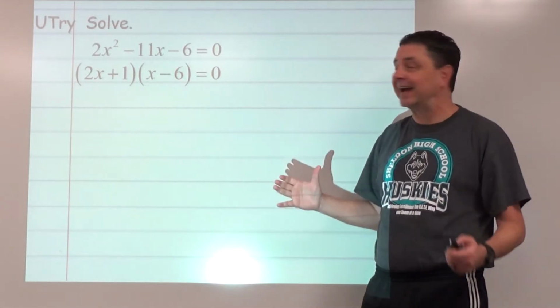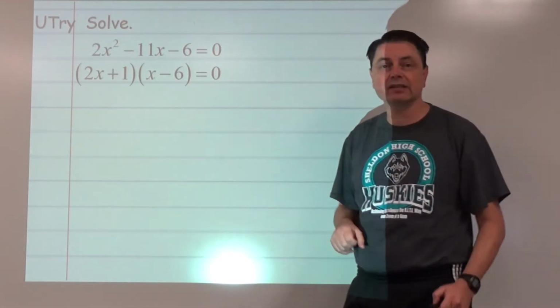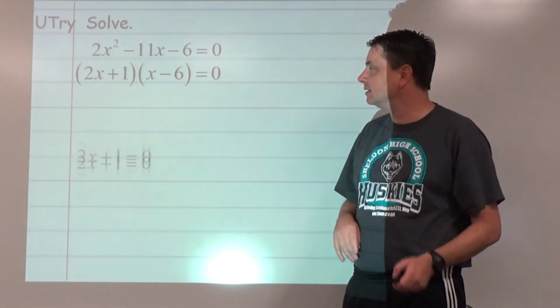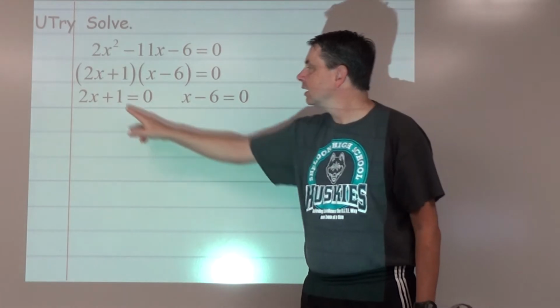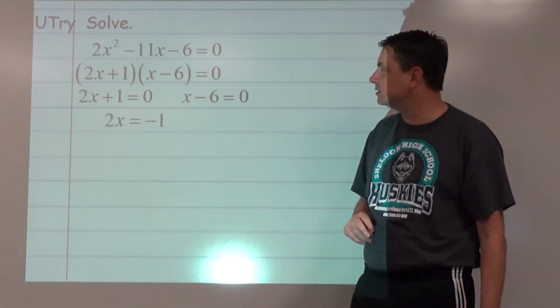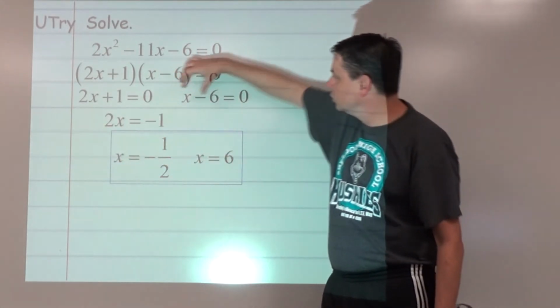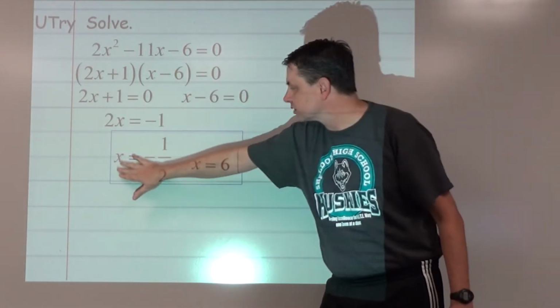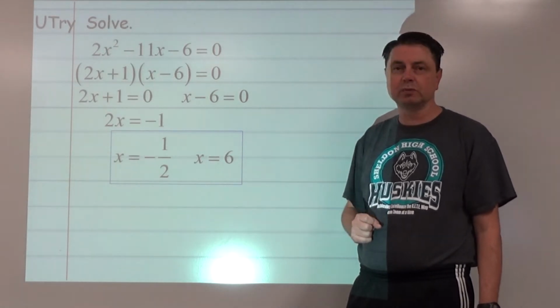All right. The correct factoring is 2x plus 1 and x minus 6. Now we're ready to split into two equations, both equal to 0. Let's subtract 1 both sides. Divide by 2. We're going to add 6 over here. Our solutions are x equals negative 1/2, x equals positive 6.